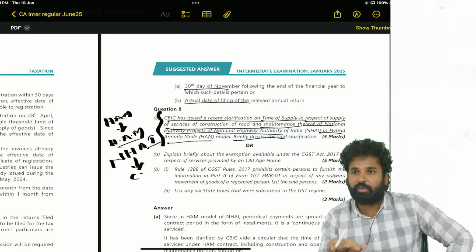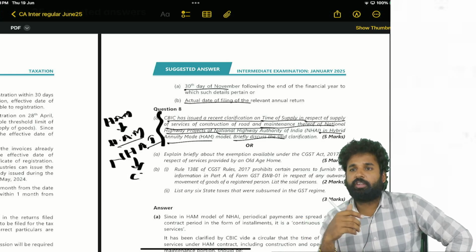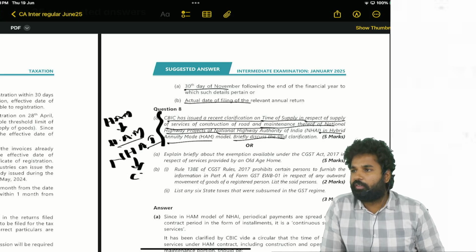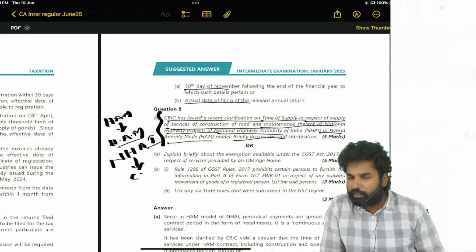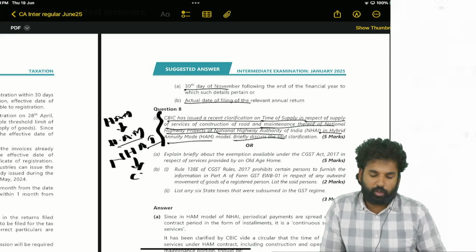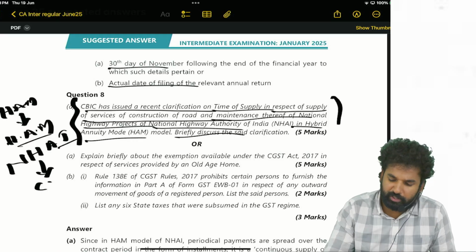Then what is the time of supply of service? In case of services, date of payment or date of invoice, whichever is earlier, if the invoice is issued within time. If the invoice is not issued within time as per section 31, then date of service or date of payment, whichever is earlier. Invoice not issued within time: date of payment or date of service, whichever is earlier. Okay, same. So all these points have to be mentioned.